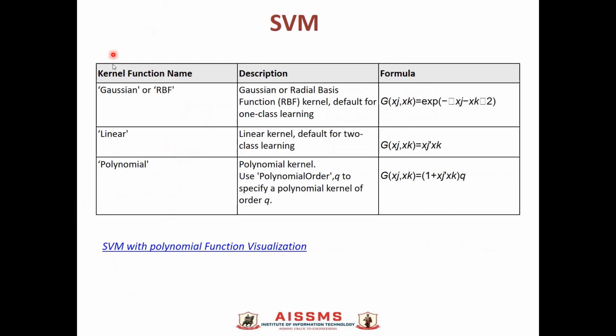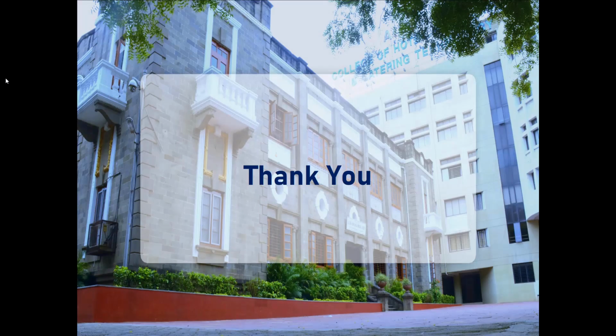There can be different types of kernel functions, like the Gaussian or RBF kernel function, the linear kernel function, and the polynomial kernel function. A polynomial kernel function can be a polynomial of degree 1, 2 or 3. Based on our application, we can choose any kernel function, and we can verify our result, whether we are getting good accuracy for the classification or not. So that is nothing but the SVM.